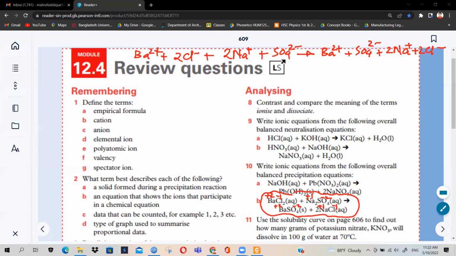For better understanding, just put a bracket where you have distributed a component into its ions. Barium chloride I have distributed into Ba2+ and 2Cl-, and put a bracket here. Then sodium sulfate, I have distributed into ions. Then barium sulfate into ions, and then sodium chloride as well. So this is our basic ionic equation.